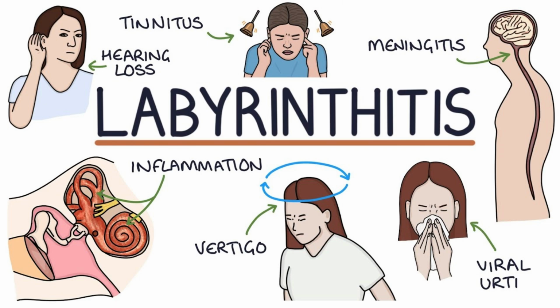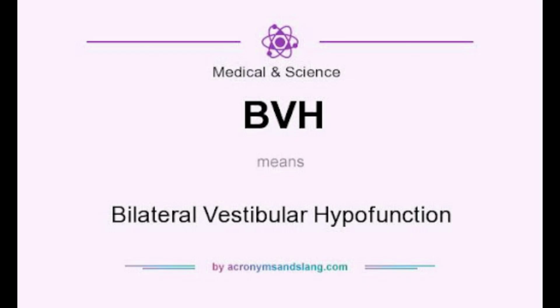Labyrinthitis. Labyrinthitis is an inflammation of the inner ear, specifically the labyrinth, which affects both hearing and balance. It can be caused by infections, both viral or bacterial, or other conditions. Symptoms include severe vertigo, hearing loss, and nausea.